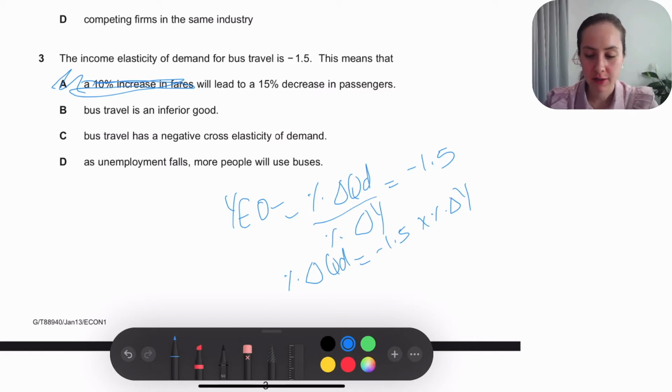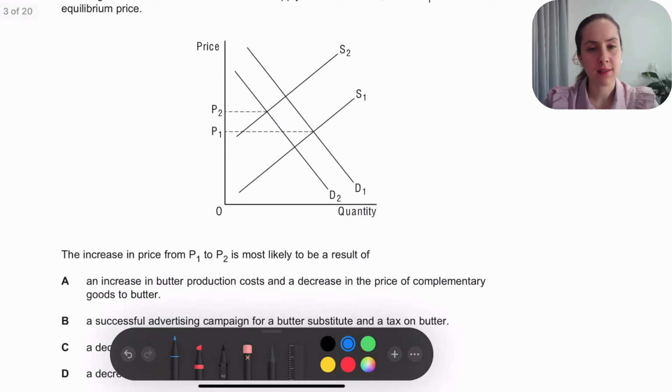Bus travel is an inferior good. Okay, that seems good. This is negative, so what would that mean? Imagine if this is a positive number, then that would mean that needs to be a negative number. So what's going on? As income increases, quantity demanded is falling, and that's what an inferior good is.